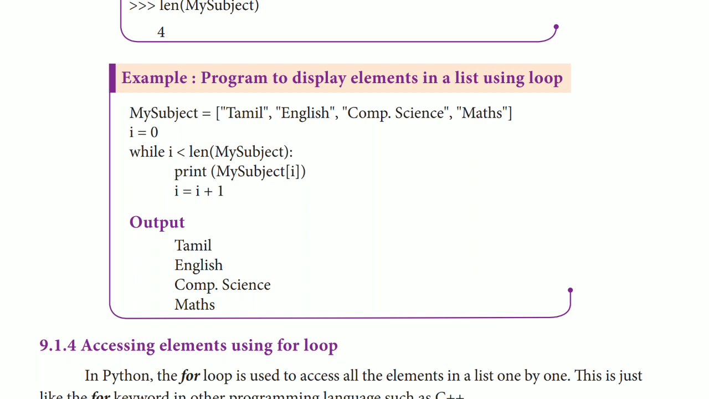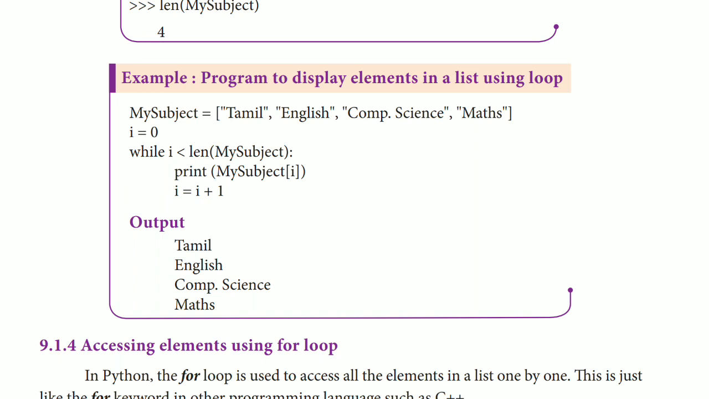This is a positive index value, so I is equal to 0, starting from Tamil, English, computer science, and maths, which will be printed. You can see that in the test condition, I is less than len of my subjects. len of my subjects is a function that finds the length of the list, so it provides the answer 4, starting from 1, 2, 3, 4. Four elements are there. So this is the way of using the len function. Not only this, the len function can be used anywhere to find the number of elements in a list.